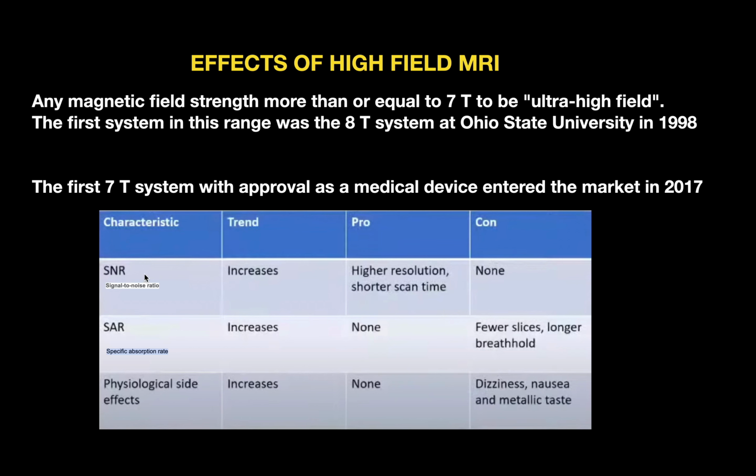Because of ultra high field MRI, there is increased signal to noise ratio, increased specific absorption rate, and increased physiological side effects like dizziness, nausea, and metallic taste. But the pros are that it gives a high resolution scan and a very short scanning time. So these are the effects of high field MRI.